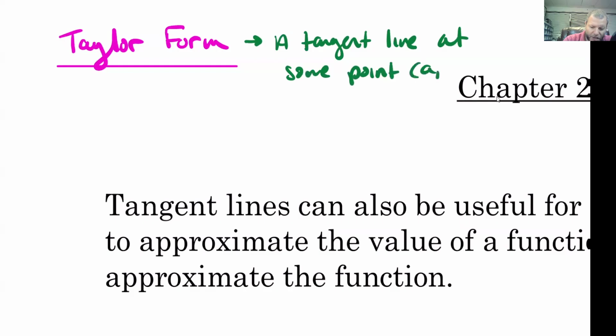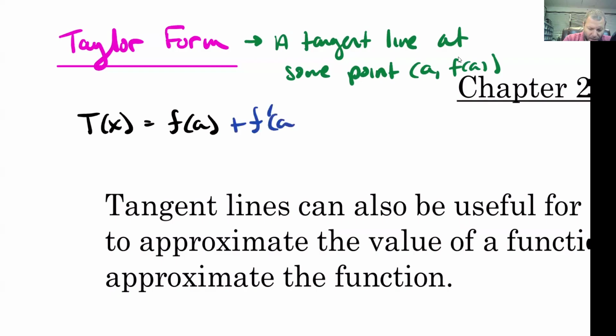And the notation that I used for the point that we cared about was a, f of a. Once again, just x and f of x. So Taylor form, number one, represents the line, and number two, shows that it was a tangent line, where we had f of a, the y coordinate. Then we added on f prime of a, which we remember is the slope of the line when x is equal to a, times x minus a.